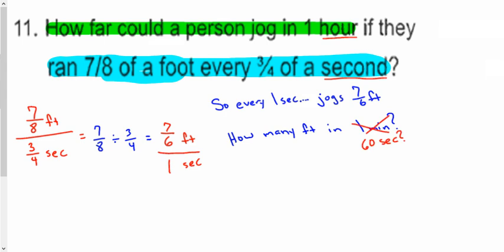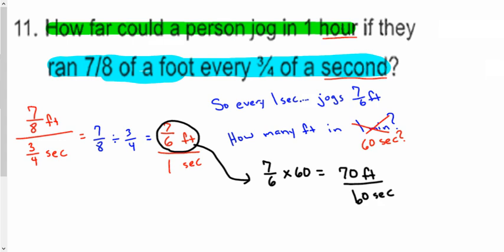Well, 1 minute's the same as 60 seconds. So how about if we take the 7/6 and times it by 60, and we get 70 feet for 60 seconds, okay? Now, I know that 60 seconds is the same as a minute. So basically, every minute, this guy or girl can jog 70 feet, not going very fast.